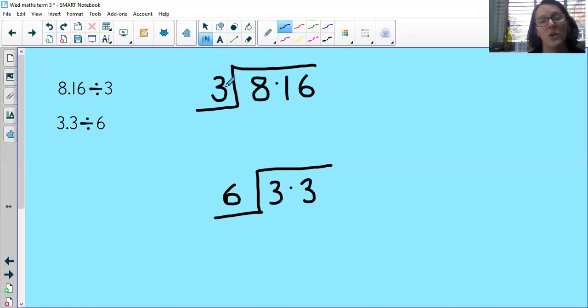How many times does 3 go into 8? Yeah, twice. What have we got to remember? Yes, the decimal. Did we have anything left over, or did 3 fit exactly into 8? No, we had 2 left over, didn't we?